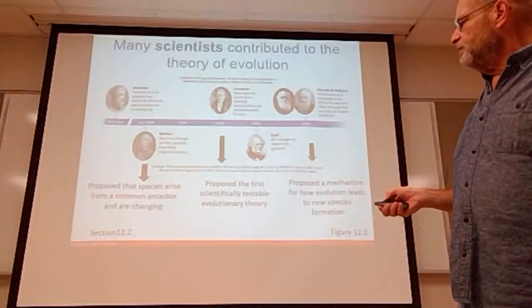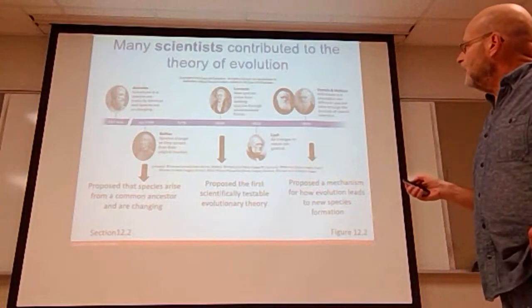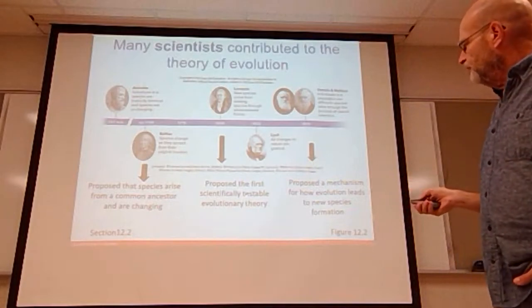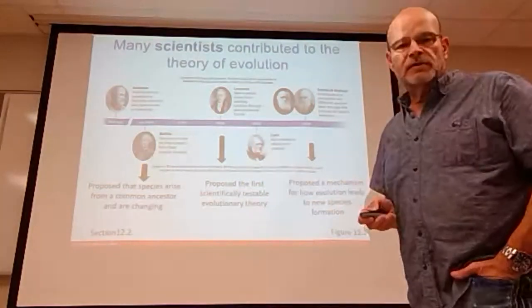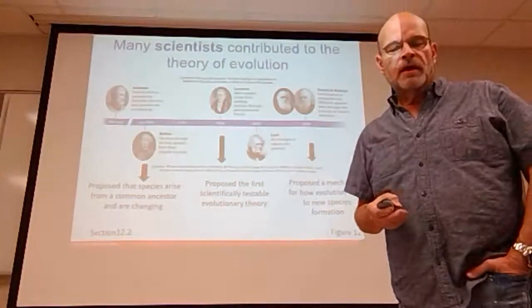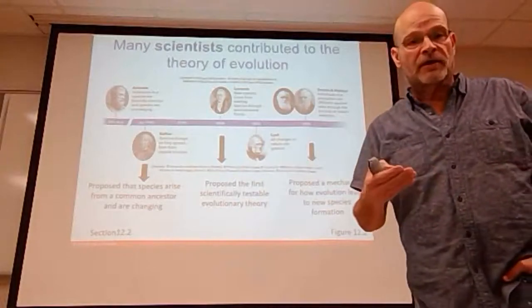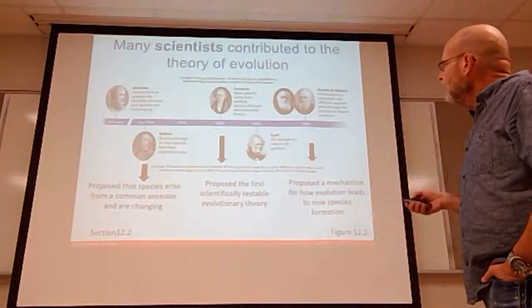That new species arise from a common ancestor and all are changing. Then we have our buddy Jean-Baptiste Lamarck, who proposed the first scientifically testable evolutionary theory. He's the one who, from a previous chapter, proposed the theory of the inheritance of acquired characteristics, and I told a little story about Arnold Schwarzenegger.